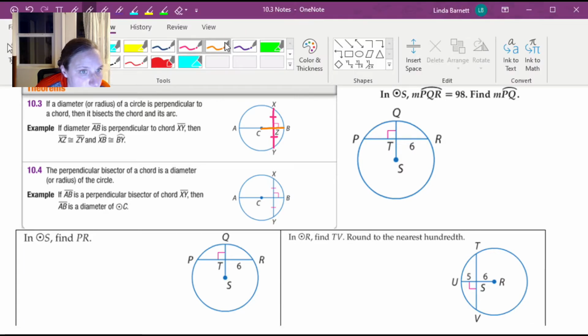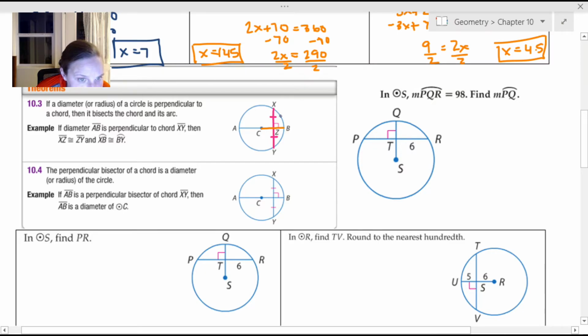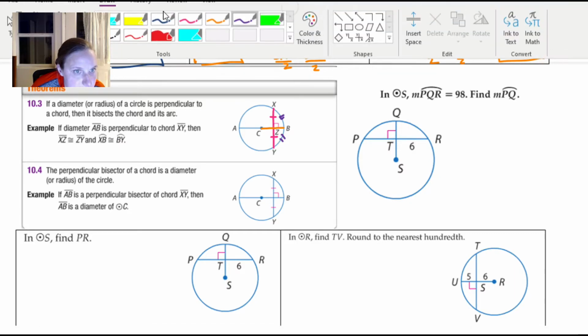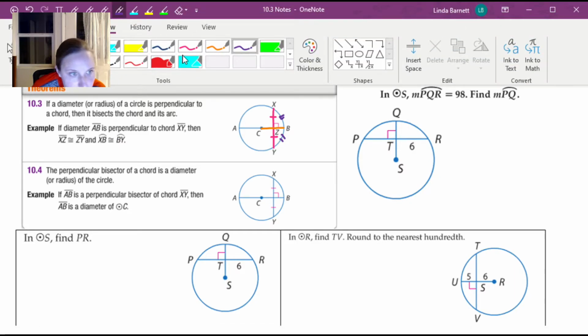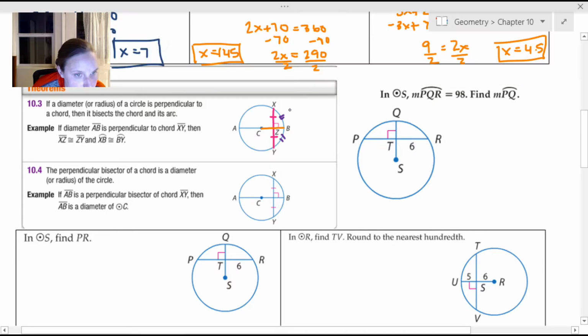There's two congruent arcs now too. We've got XB is going to be congruent to BY. So those are all of the things that we're using right now. So if we know that this whole angle, and it's perpendicular. The perpendicular part is important. Let's make it blue. It has to be perpendicular for this to be true.